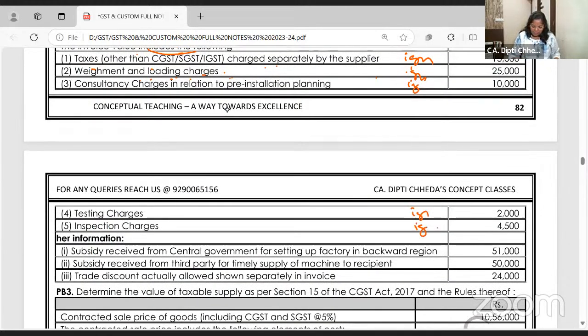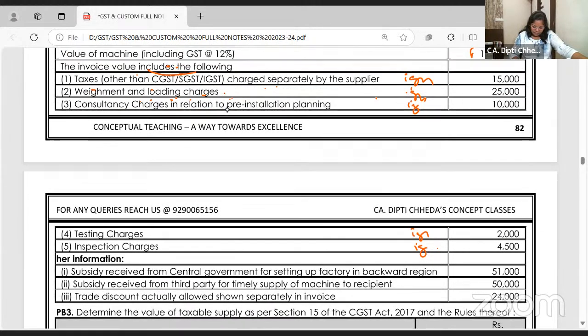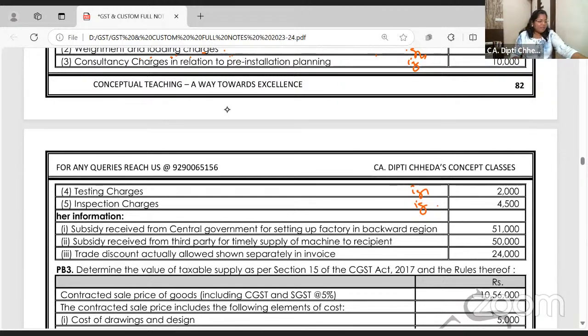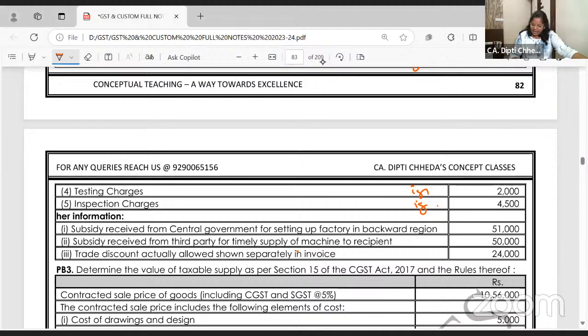Testing and inspection. Same as the problem we have done. You can write a separate note for that. Subsidy received from central government for setting up the factory in the backward area. Now, if you have received the subsidy and this subsidy is from the central government, 51,000. Okay, it is to be ignored. We will not do anything, right? Because central government subsidy is not a part of the transaction value. So ignore.